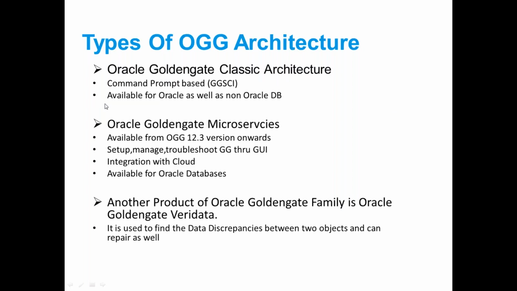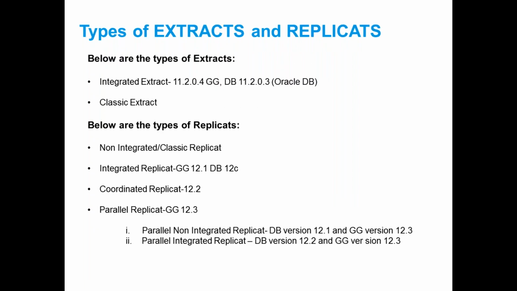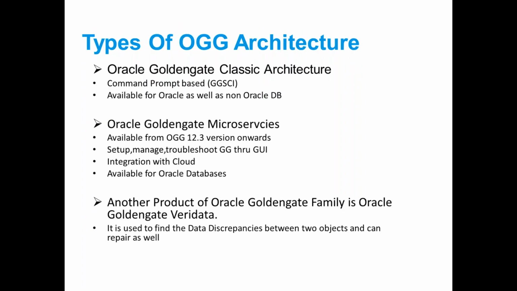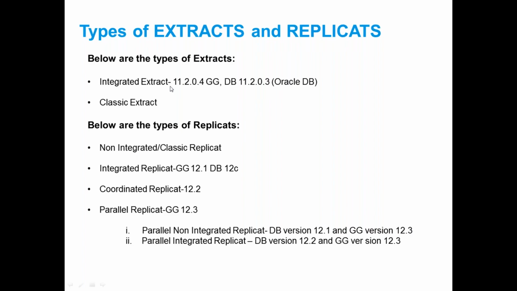So the thing is, you can consider traditional architecture. Classic architecture is traditional architecture, microservices is new architecture. Now, under classic architecture, you have different types of extracts and different types of replicates. Similarly, under microservices architecture, you have different types of extracts and different types of replicates.